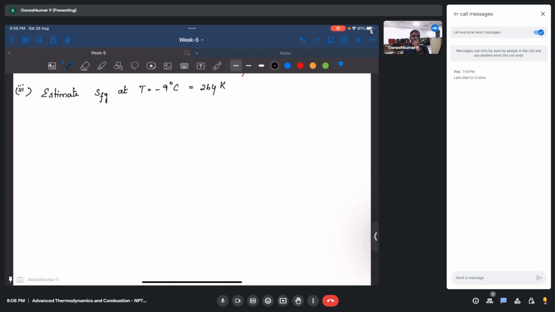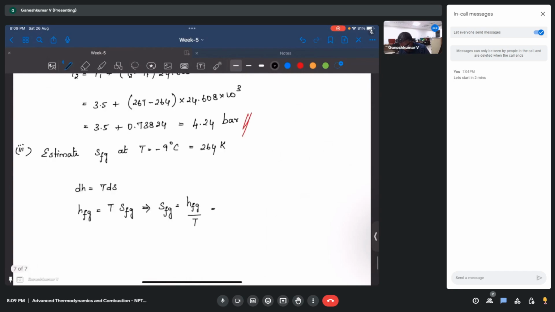What do we know about phase change processes? We know that for phase change, TdS is equal to dH. There won't be any additional term, right? It's going to be simply TdS. So if that is the case, then this can be written as h_fg is equal to T times s_fg. So this we can use here. s_fg is equal to h_fg by T. It's a simpler one.